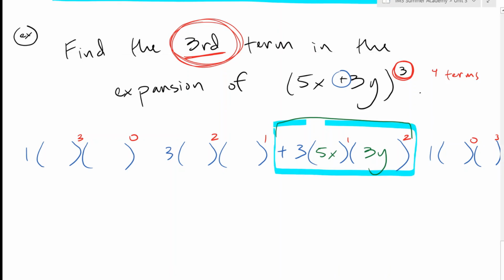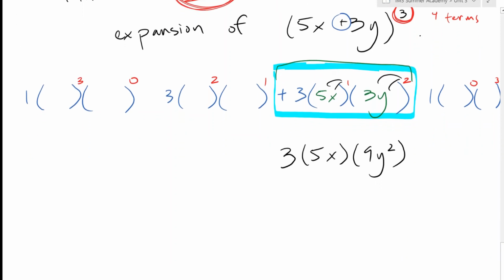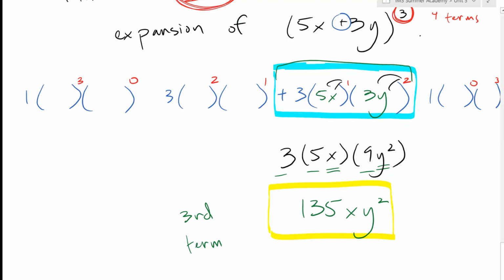So again, my whole focus is going to be this piece here. So I just need to solve this piece out. Okay, not the whole thing, just that piece. It's asking for the 3rd term. So I'll keep the 3. This is 5x. This is 9y squared. And then finally multiplying all of this together, a 3, a 5, and a 9 make 135. Still have the x, still have the y squared. So this right here is the third term if we were to do that whole piece. That is just the third term there that they were looking for. All right.